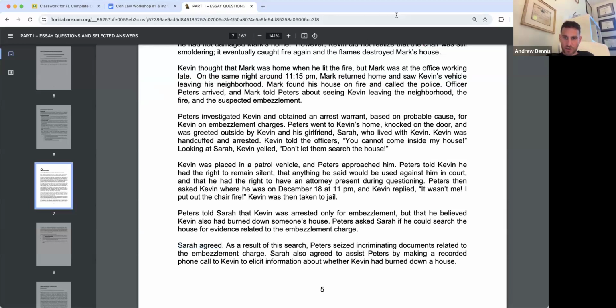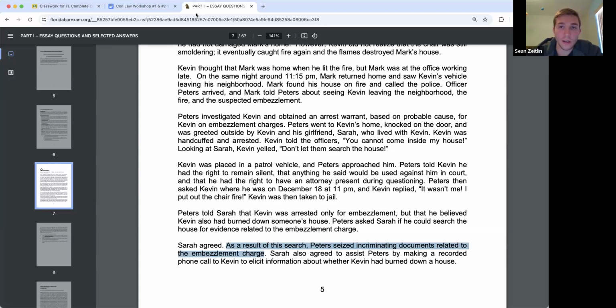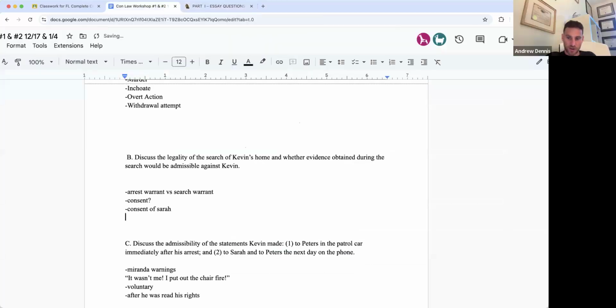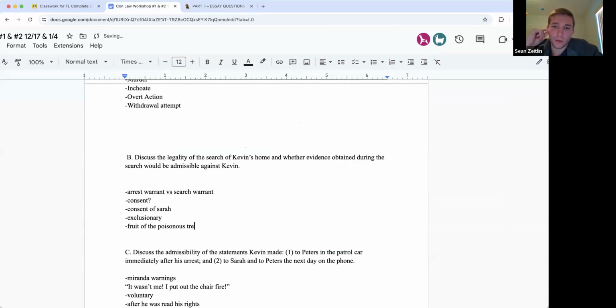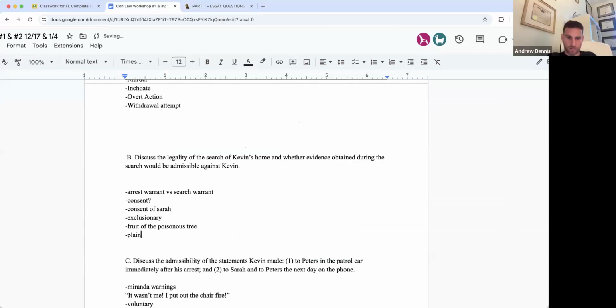As a result of the search, Peters seized incriminating documents related to the embezzlement charge. What does that make you think of? Fruit of the poisonous tree. Exactly. Exclusionary rule, fruit of the poisonous tree. Whether or not those arguments are going to win, those words are going to be included in my essay, right? Doesn't that also have to be plain view? It could be, plain view doctrine potentially.